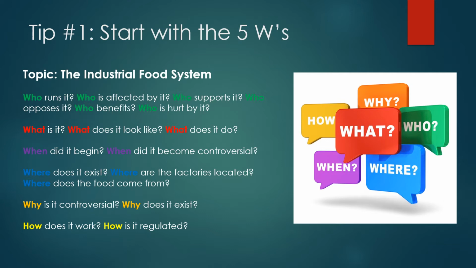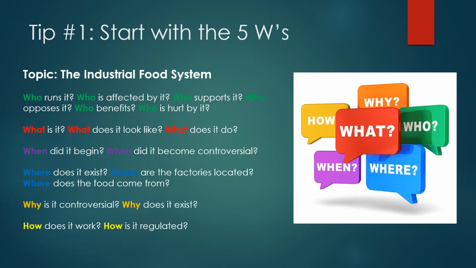These kinds of questions will lead us to ideas for research because sometimes you might never have contemplated that. You might think, okay, when did it begin? Well, that's a good question. When did the industrial food system begin? Was it 10 years ago? 100 years ago? And that might lead you down a road that's really interesting. So start with the 5 W's, and the whole idea is you probably don't know the answer to most of these questions, but this will give you ideas for research.